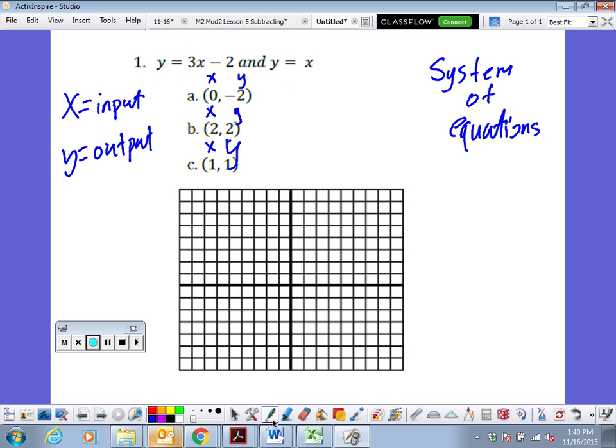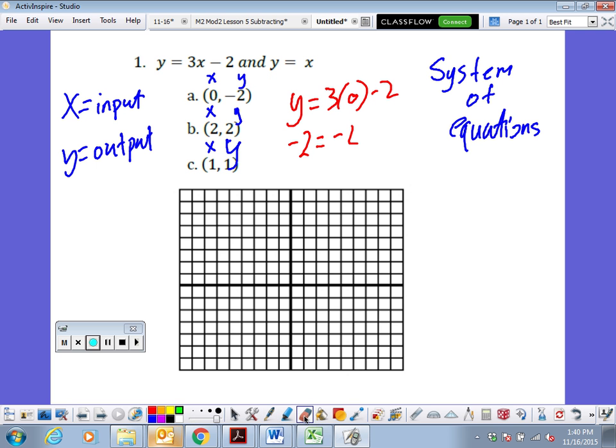Alright, so let's jump right in. Let's test the first one. When I input 0, I should get negative 2. So I'm just going to do that right here. Changing color so you guys can see. Output is equal to 3 times 0 minus 2. Negative 2 equals negative 2, because 3 times 0 is 0, minus 2 is negative 2. So it checks out for that one.